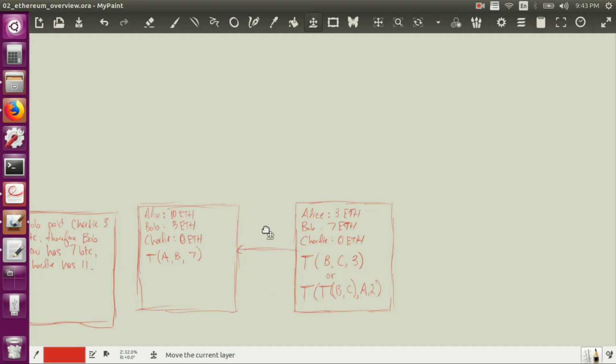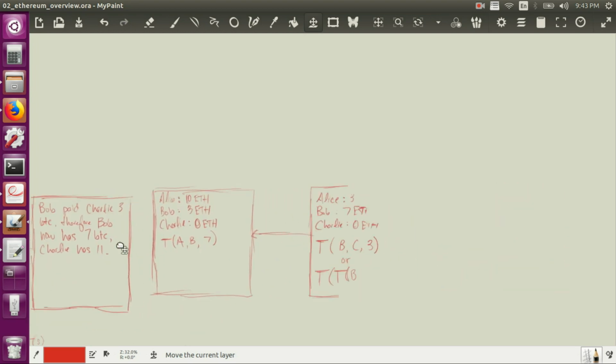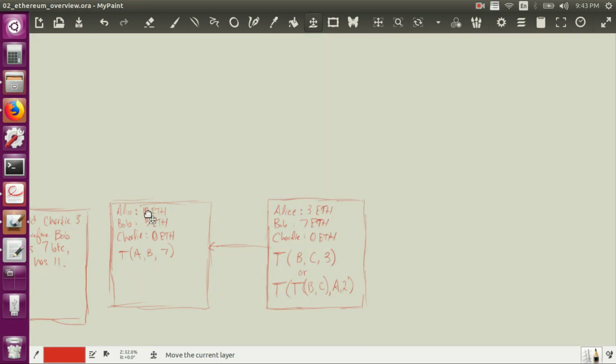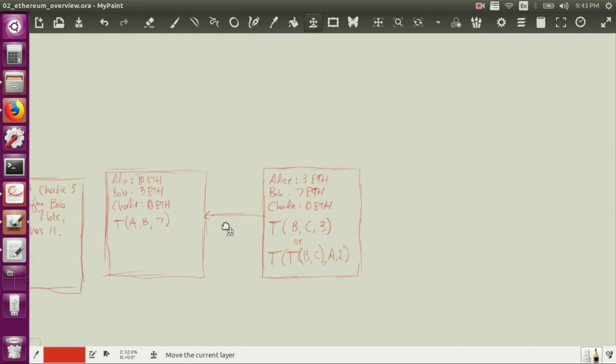So here's a small example of that, right, where I'm taking, okay, Alice has 10 Ethereum, Bob has 3 Ethereum, Charlie has 0 Ethereum, and then one of the transactions that happens in this block, let's say, is Alice pays Bob 7 Ether, right? So this is very similar to the UTXO model. You'll look up Alice's balance, you'll see, okay, she has sufficient balance to pay Bob, so she pays Bob the 7 Ether. This should actually be a 10, because Alice is paying Bob 7 Ether, Bob should have 10 Ether in the next block.